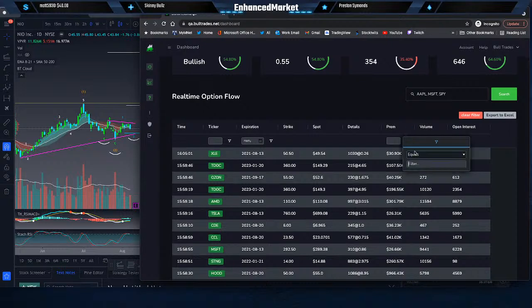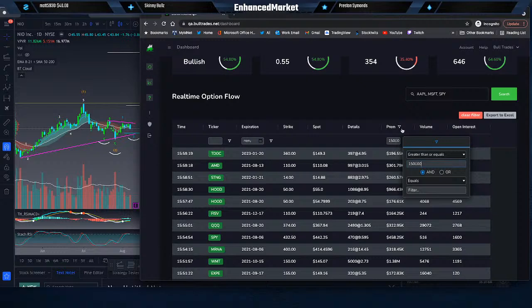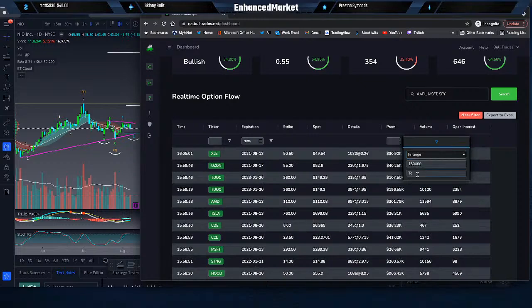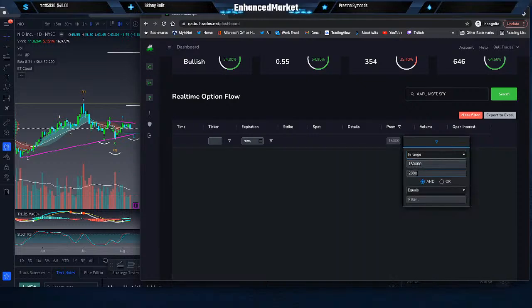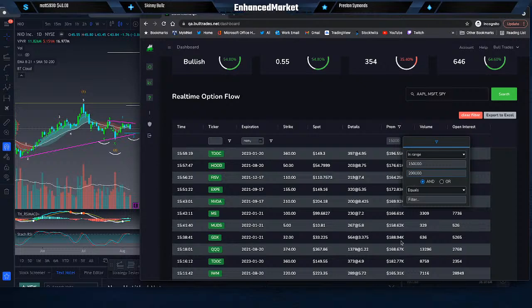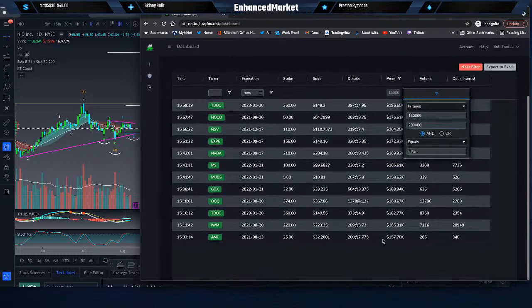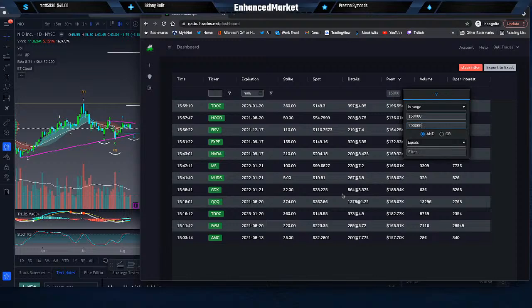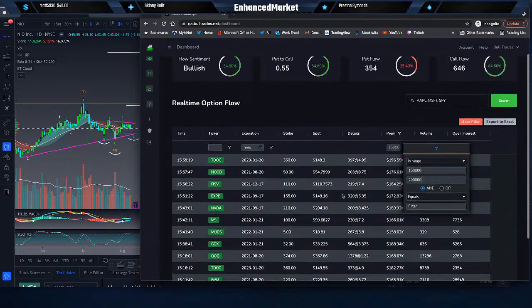You can filter premiums now, right? So let's say you wanted greater than or equal to 150,000. Then it filters anything over 150,000, or you could do ranges, right? In a range between 150,000 and 200,000, right? And then all of that data comes through. It's really great.